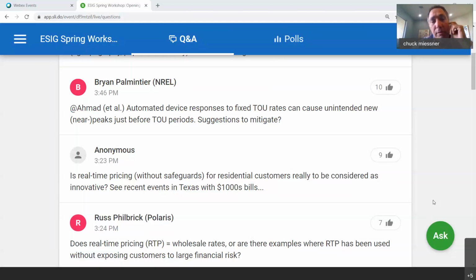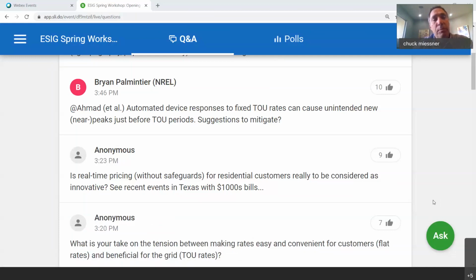So we really worry that if we had an on-peak period that ended at 7 and we had this rebound effect, we could create a new peak. Instead of at 6 p.m., we could be peaking at 7:01. So it's a concern for us.